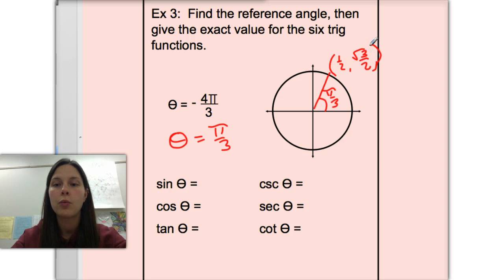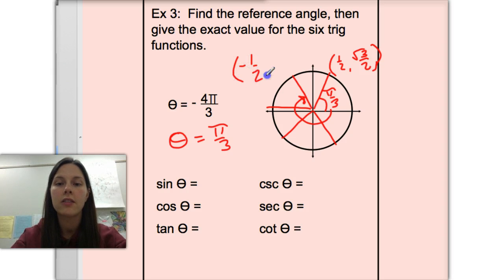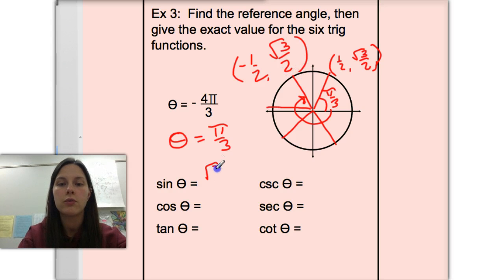So now we find where -4π/3 would land. So counting, we get 1π/3, 2π/3, 3π/3, 4π/3. Remember, we're rotating in the negative direction this time, so I landed in the second quadrant. So that would make our x-coordinate negative, but our y-coordinate would remain positive. So our sine is √3 over 2, our y-coordinate. Cosine is our x-coordinate, -1/2.